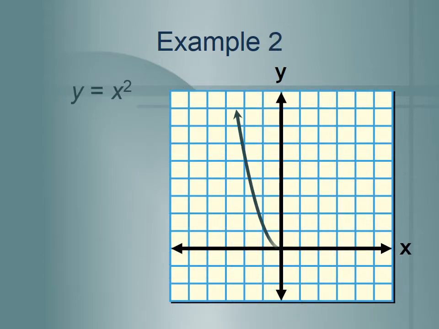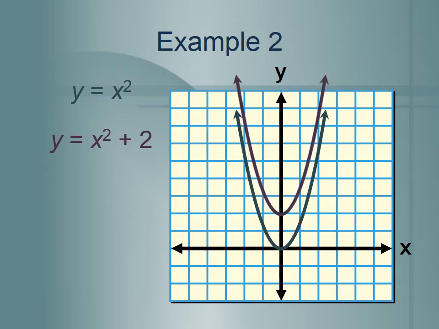So here is y equals x squared. If I were to plot the points for y equals x squared plus 2, I would see that my graph shifts up, or translates up 2. My vertex moved up 2. So y equals x squared minus 3. As you can see, this third equation is going to move our vertex down 3.